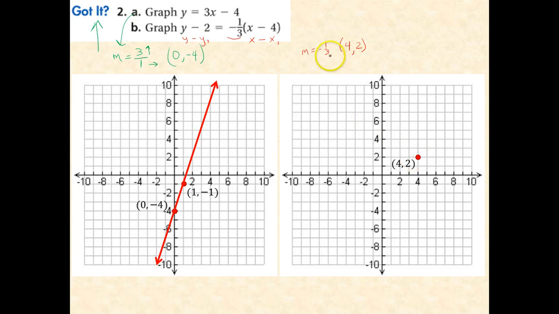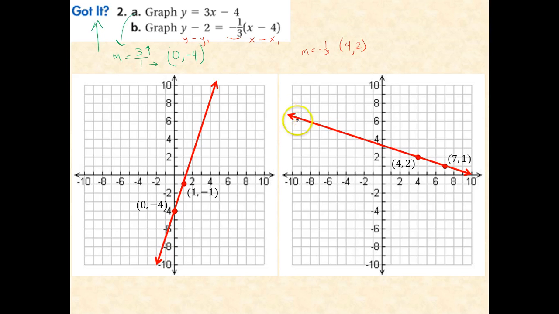And then my slope is negative 1/3. So I'm going to be going down to the right. Down 1 to the right 3. Down 1 to the right 1, 2, 3. And then draw a line through those 2 points.